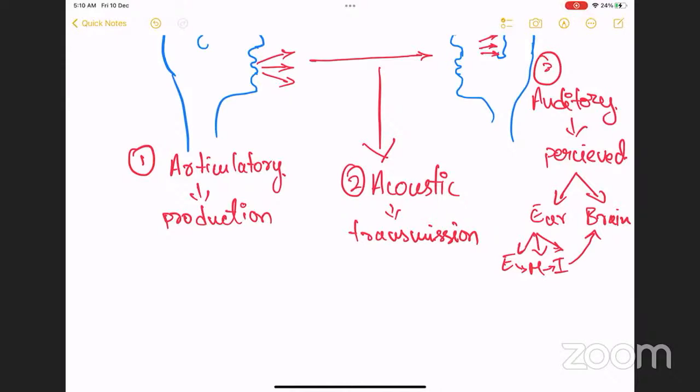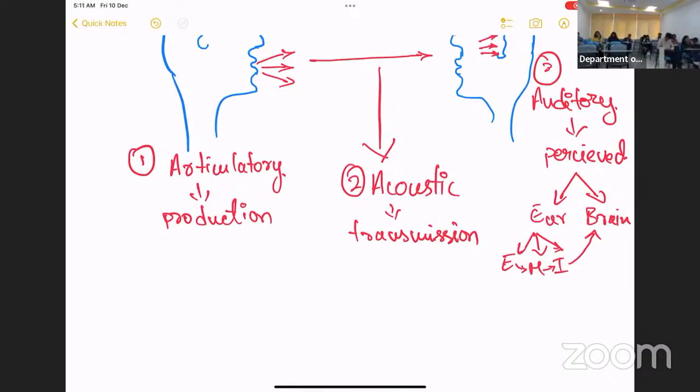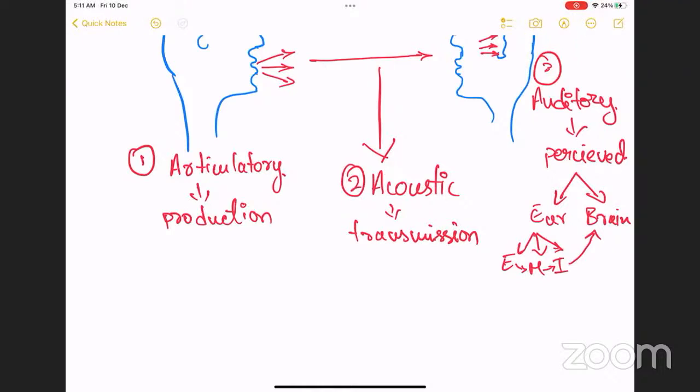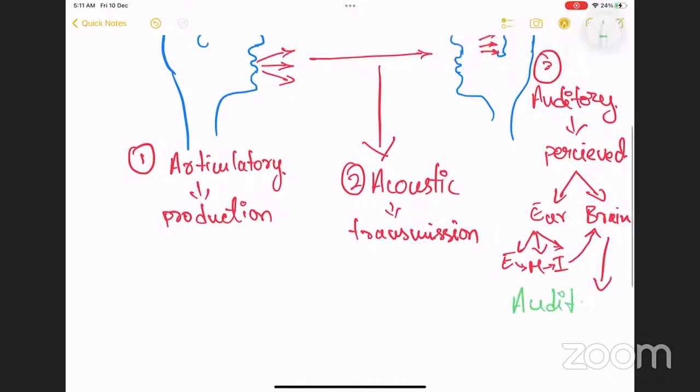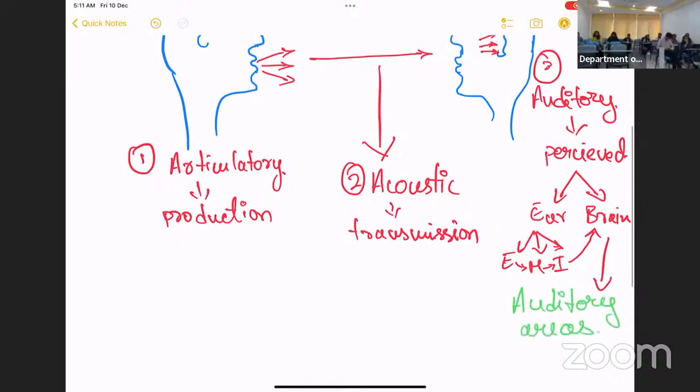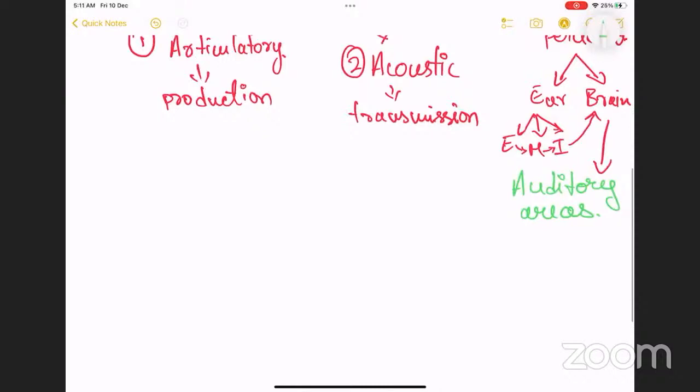Okay, all right. So once again, when we talk about auditory perception, please remember it is not just that the sound reaches the ear, but also beyond the ear, where in the ear you have the external, middle, and the inner ear. And from the inner ear, you have the auditory nerves, which carry the sound in the form of electrical signals to the brain. And in the brain, you have different centers called auditory areas.